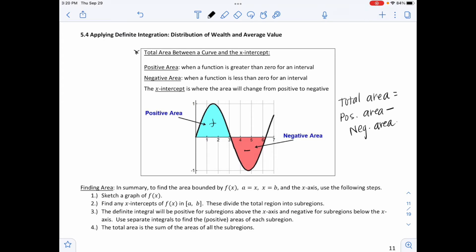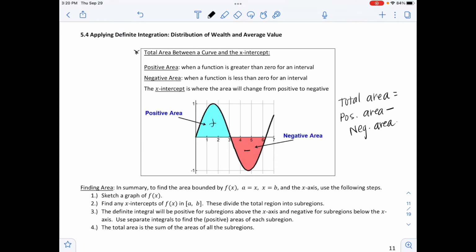So finding area, in summary, to find the area bounded by f of x with x equals a and x equals b, and the x-axis, we're going to use the following steps. First thing is to sketch, and that's really key just so we get an understanding of what the graph looks like. Two says find any x-intercepts of f of x on that interval. These divide the total region into subregions.